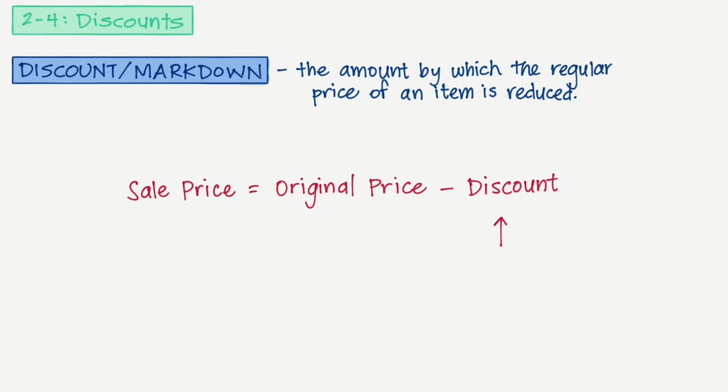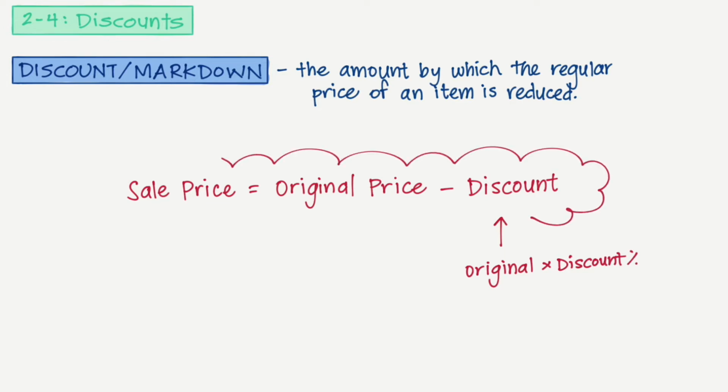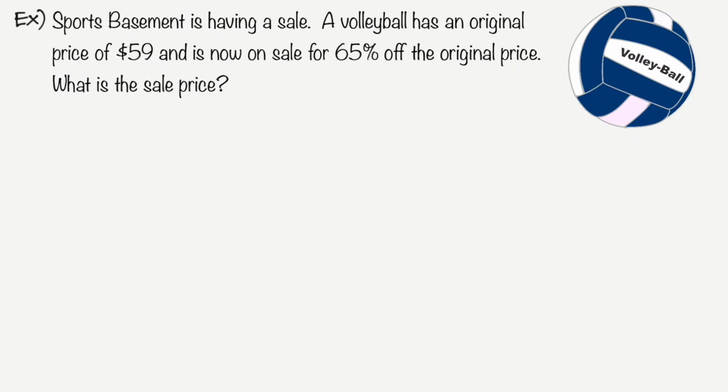To find the discount, you're simply going to multiply that original price times the discount percentage. Again, we would write that as either a decimal or a fraction. But this is the formula we're going to be using for part of today.